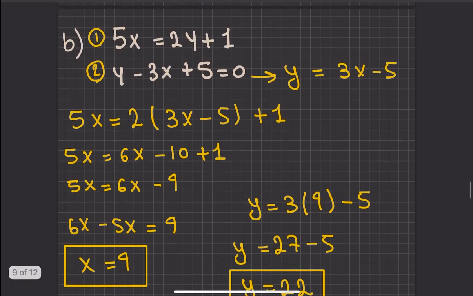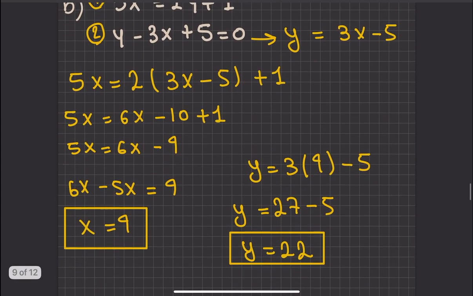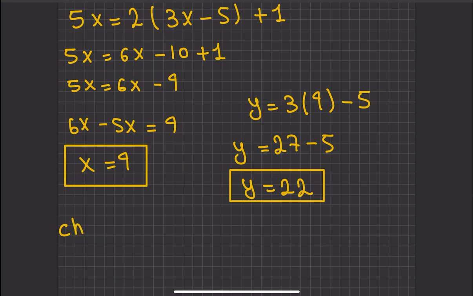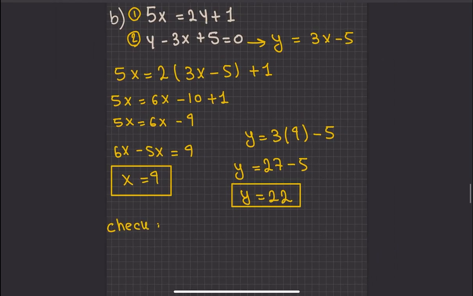In order to check for it, I'm going to choose the second equation. I'm going to solve for it. So how can you check? Simple. Instead of y, just put 22, minus 3, and instead of x, put 9, plus 5 equals 0.